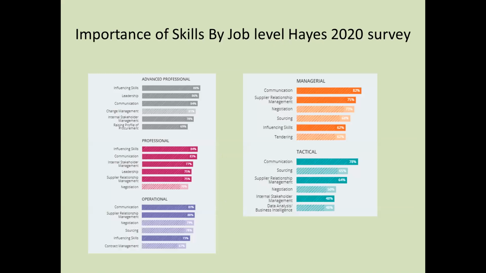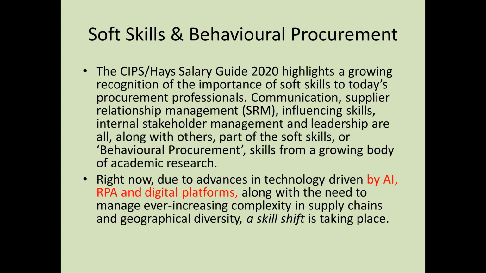Key skills by job level, it's all in the Hayes Survey. And there's a big section in there about behavioural procurement and soft skills. So that really is a good read to make sure you're familiar with this requirement for soft skills. Why do we need soft skills? Because we aren't going to be doing the transactional day-to-day boring rubbish. It's all going to be automated, allegedly, and we're going to have artificial intelligence giving us insights so we can be more strategic. So we need a different skill set.